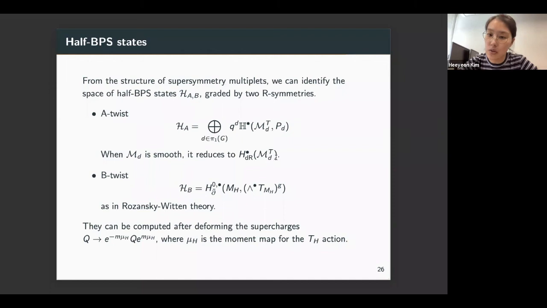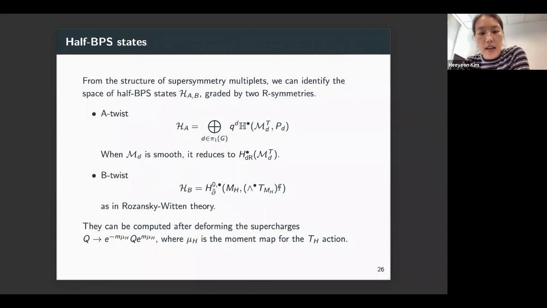Typically this happens when D is sufficiently large. For the B twist, if you just consider the half BPS states, only the degree zero map contributes to the space of half BPS states. So the space of ground states is very simple in this limit, and you can check that the space of half BPS states can be identified with the sheaf cohomology of the Higgs branch valued in the g copies of the tangent bundle of the Higgs branch. This is the same as what happens in Rozansky-Witten theory.